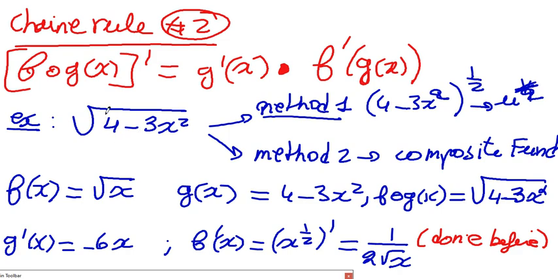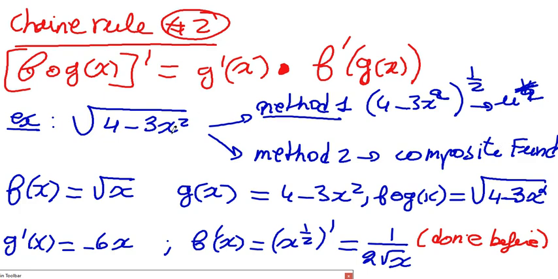Here you can see I have a radical and I have an expression under the radical. So method one, you can write it as an exponent and go back to the first chain rule and do the same. It's dy over du times du over dx. Or I can use the composite function.